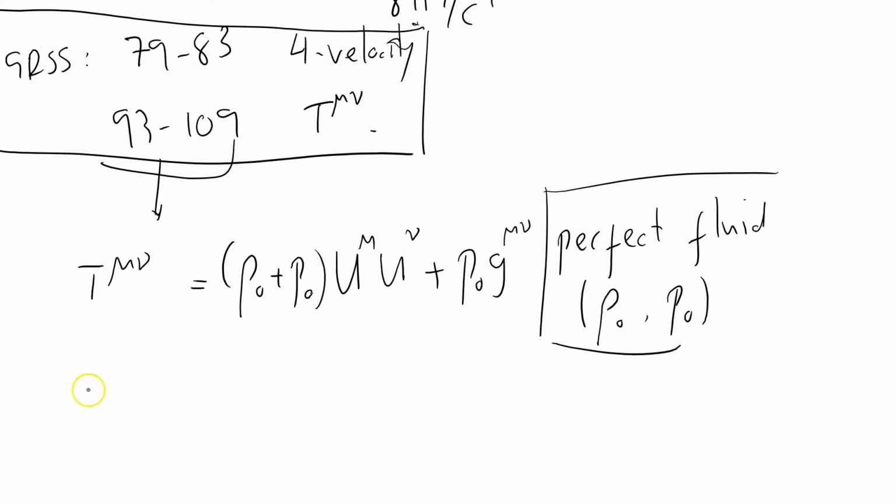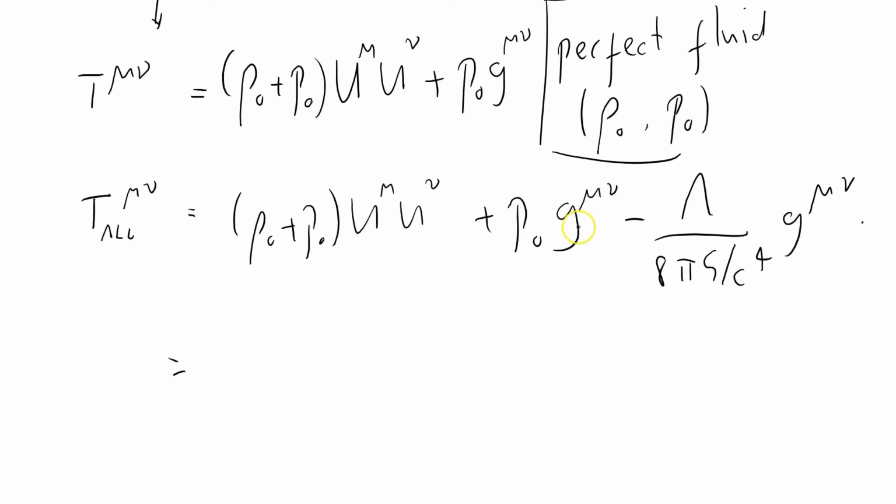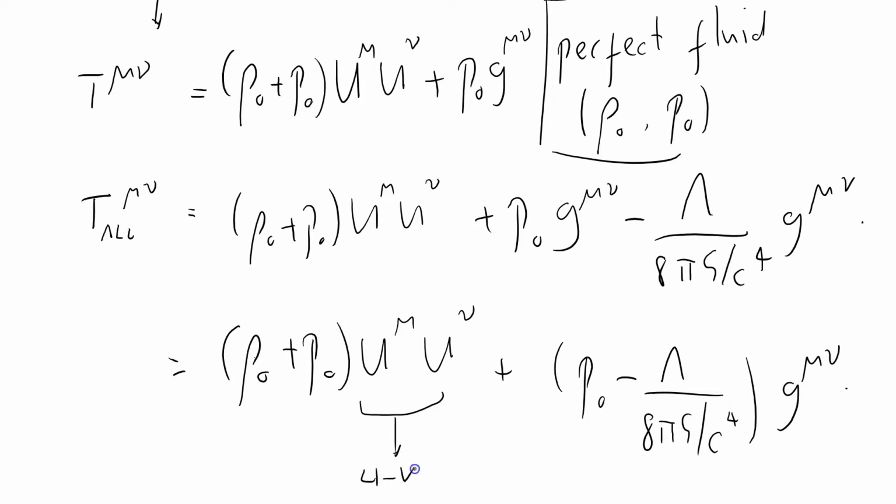So what we have for the total stress energy tensor is equal to (ρ0 plus P0) u_μ u_ν plus P0 g_μν minus the cosmological term, Λ over 8πG upon c to the 4 times g_μν. And of course what I'm going to do is to factorise these two terms here. Now I may as well be consistent. (ρ0 plus P0) u_μ u_ν plus (P0 minus the cosmological constant over 8πG over c^4) g_μν, where these things here are my 4 velocities.